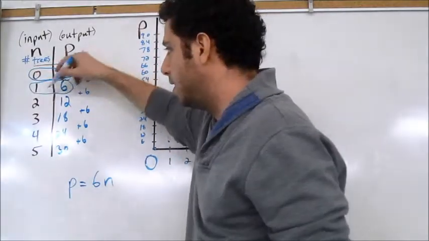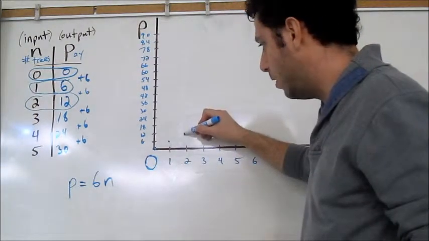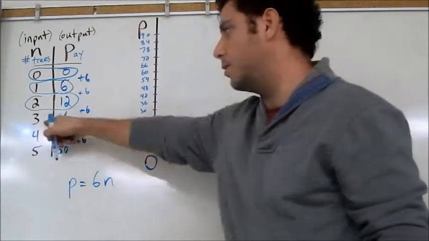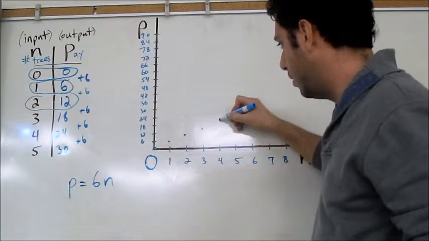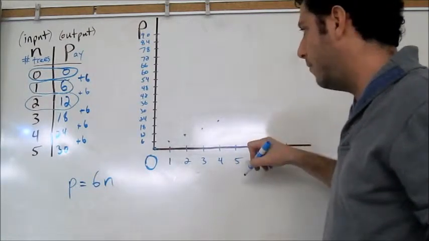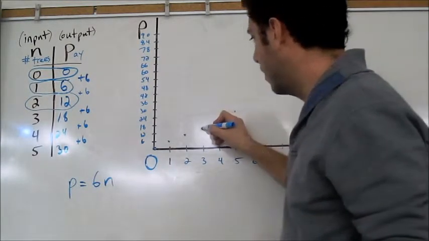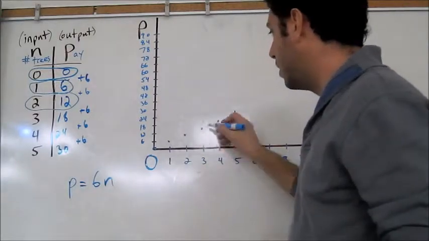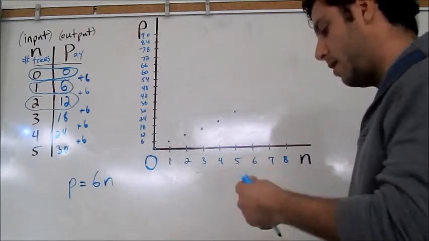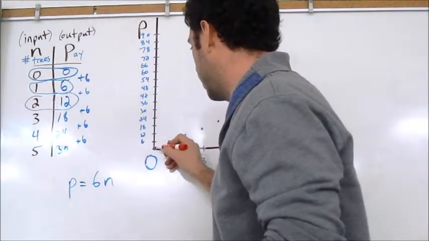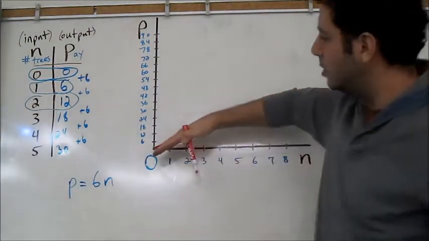How about 2 and 12? When N is equal to 2, she makes $12. And so on. So 3 and 18 would be here. 4 and 24 would be here. 5 and 30 would be about here. Now, the neat thing about a linear relation is that when you graph the relation itself, it forms a straight line. These dots, when connected, will form a perfectly straight line.